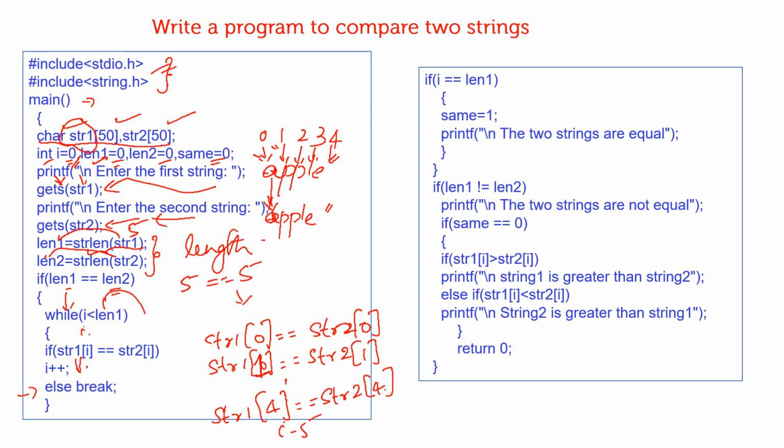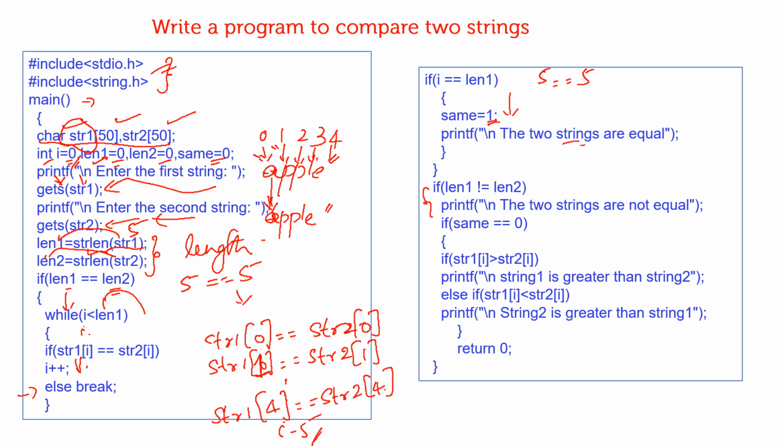So after it has done all the loop, once i becomes 5, it comes out of the loop. Then it will check, now i is equal to 5, whether 5 is equal to length of 1. Yes, 5 is equal to 5, which means you will make same as 1 and the two strings are equal. I hope that you know that.